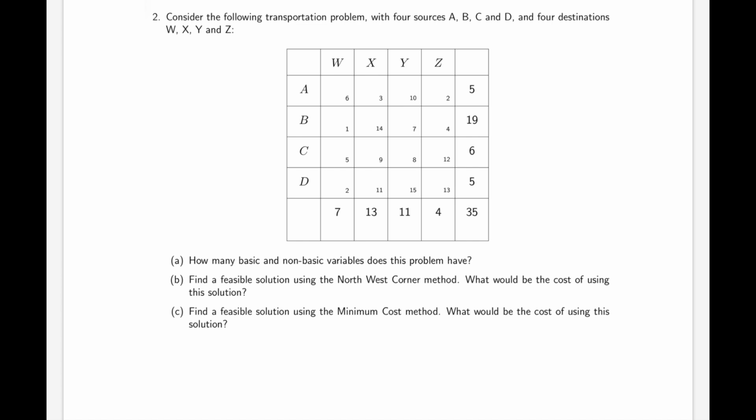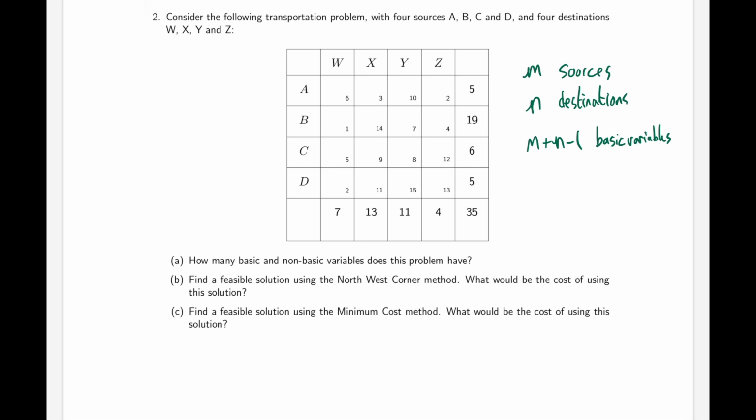So we know that for a transportation problem, a basic feasible solution with M sources and N destinations will have M plus N minus 1 basic variables, and the rest will be non-basic variables.